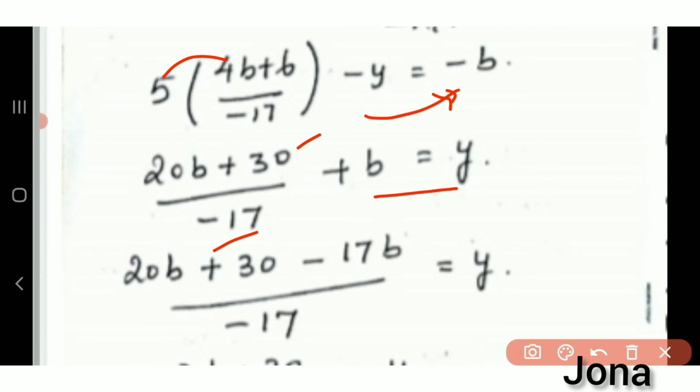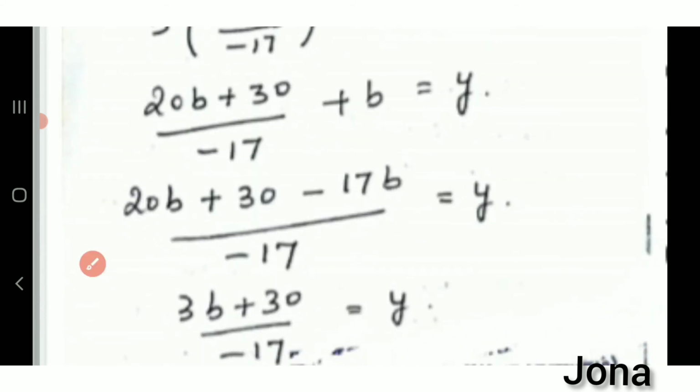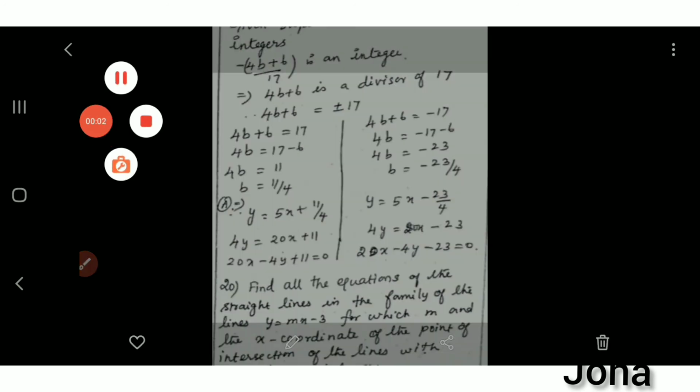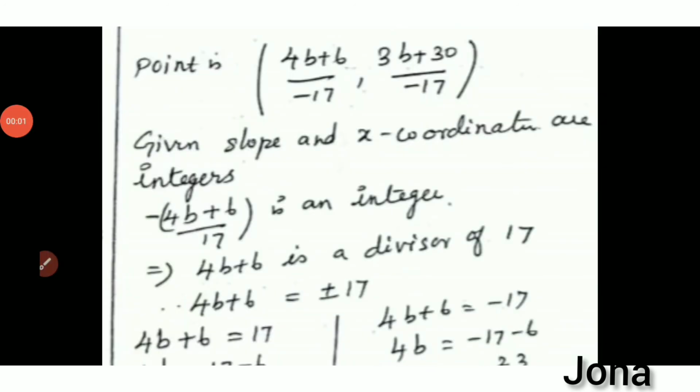Then take the LCM for the left hand side, that is 20b plus 30 minus 17b, the whole divided by minus 17, equal to y. Then cross multiply and simplify. After the simplification we have 3b plus 30 by minus 17 equal to y. Now we got the value of y. So now we got the points 4b plus 6 by minus 17 and 3b plus 30 divided by minus 17. Here the slope and x coordinates are integers, as given in the problem.